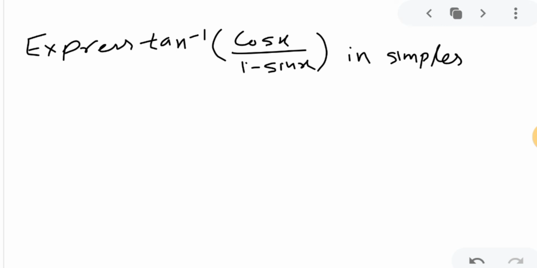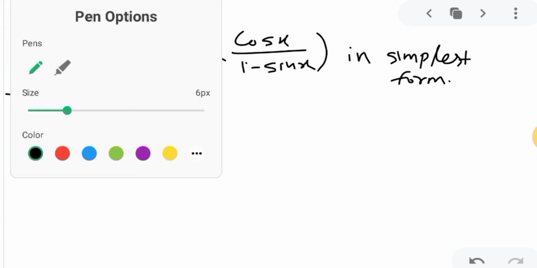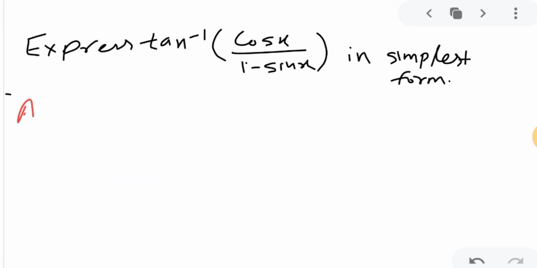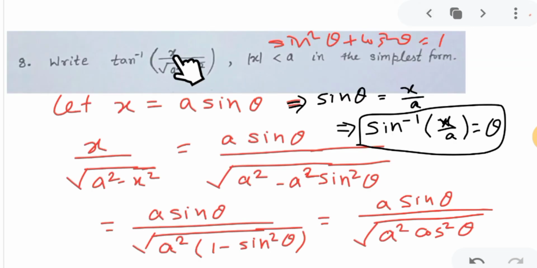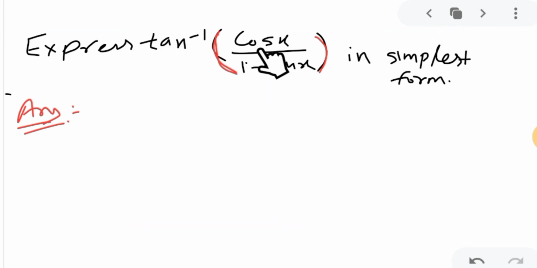We have to express in simplest form. Either you have to prove or you have to convert in simplest form. The approach will be the same, just the question language will change. So tan inverse of cos x divided by 1 minus sin x. Here the inside term is not x; the inside term is cos x divided by 1 minus sin x.